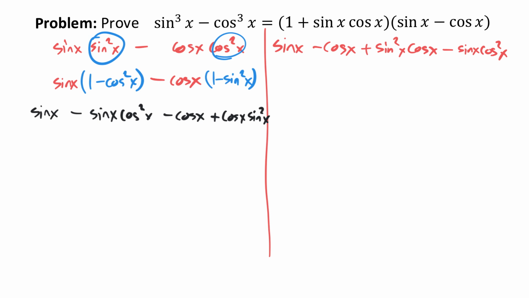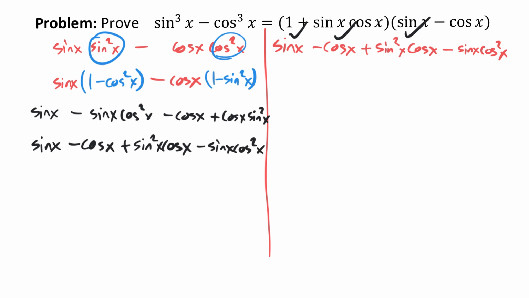So we can just take that negative cos and put it second. So we have sine x. That's the same as that. Minus cos x. It's the same as that. That last term, cos x sine squared, we could write in the other order. So the sine squared could come first and then the cos x. That looks good. And then here we have a sine x cos squared x.